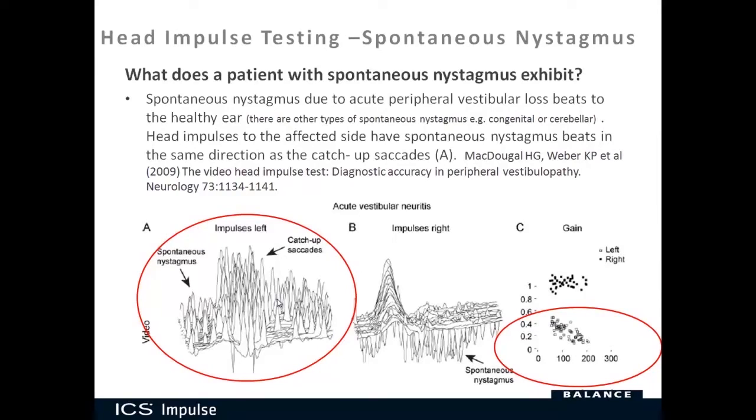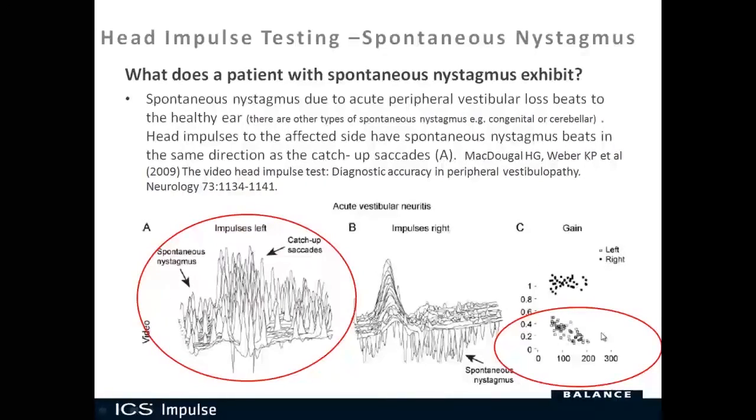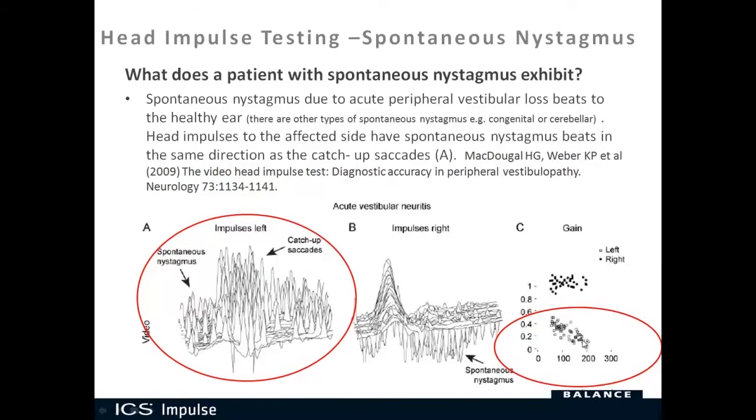So you move the head to the left, the eyes go with the head, and then the eyes move back to the right to go back to the fixation dot. So when we do a leftward head impulse, what we see is that the spontaneous nystagmus spikes and the catch-up saccades are all in the trace together. And as you can see over here with the gain, the left side is in the abnormal range.